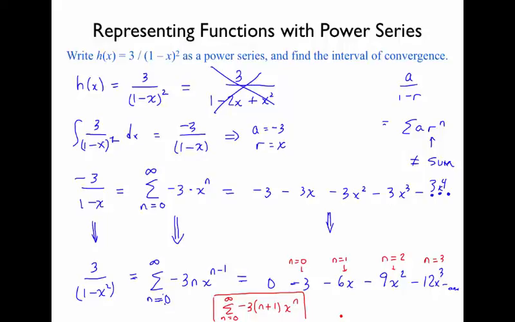Okay, so did you see what happened? We notice that the antiderivative has the form we want. The antiderivative was -3 over 1 minus x, so we found the power series for the antiderivative. And we wrote it all 3 ways. We wrote it as its original function, we wrote it in summation notation, and we wrote out the terms. We said if that's the antiderivative of what we want, then what we want is the derivative of that.